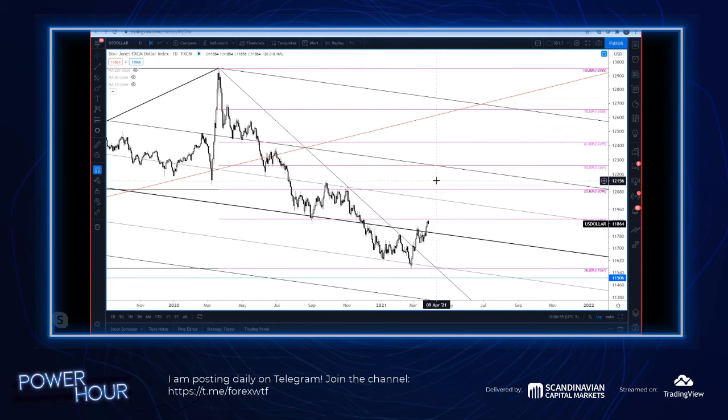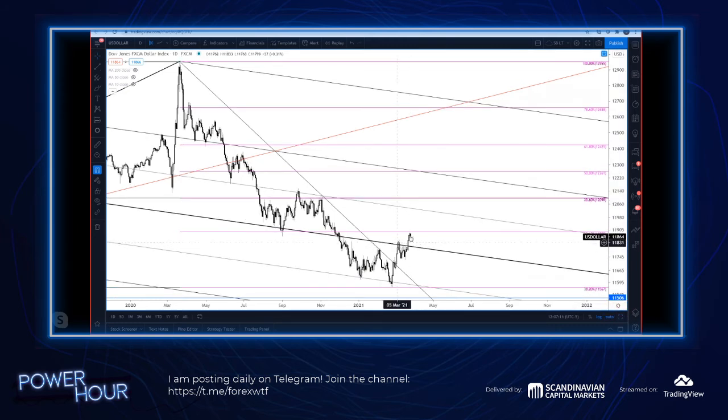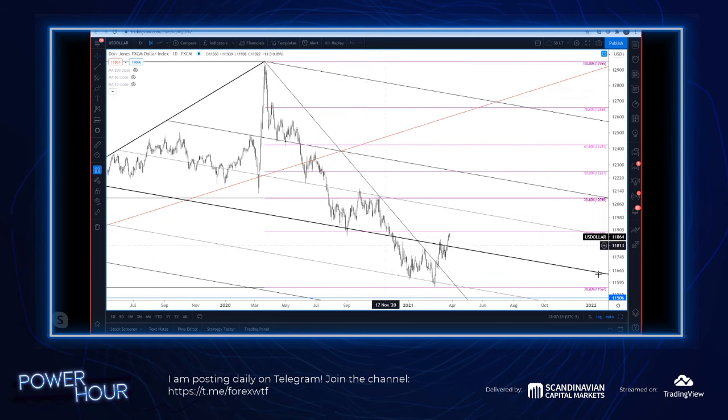It goes 23.6, 38.2, 61.8, 78.6. 50% is not a fib. It's just the midpoint between 38.2 and 61.8. But 23.6 is the first one. If you wanted to go even another one, you can go 14.6. So in any case, still constructive on the dollar, but over the next couple of days it could certainly pull back some. And in fact, you see the center line here, the median line, that is where you want to look for support once we pull back.